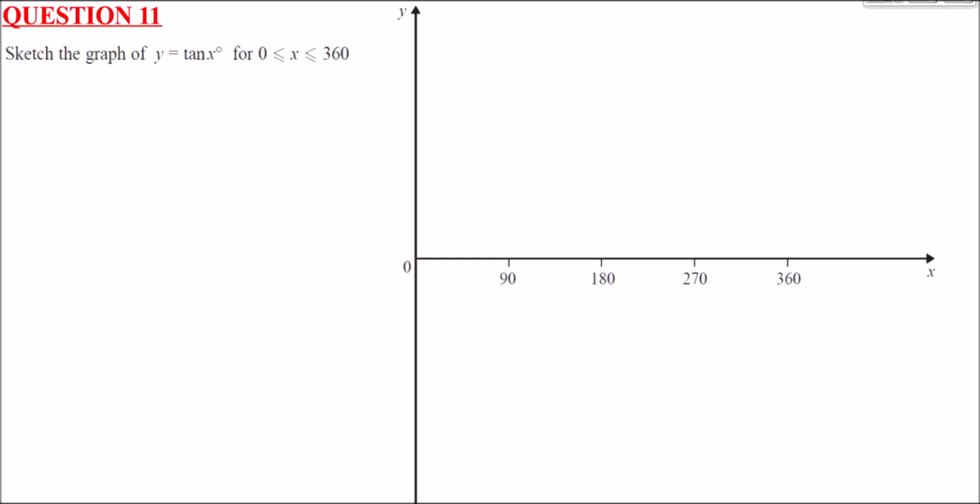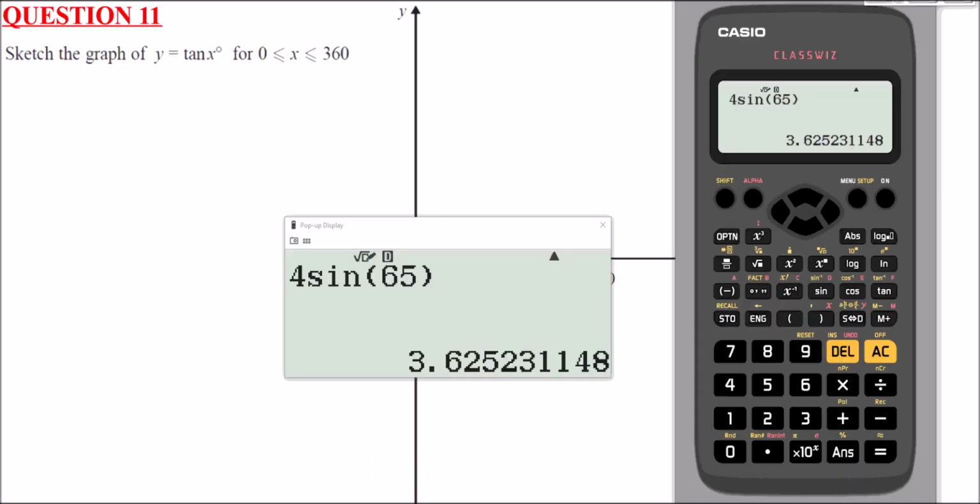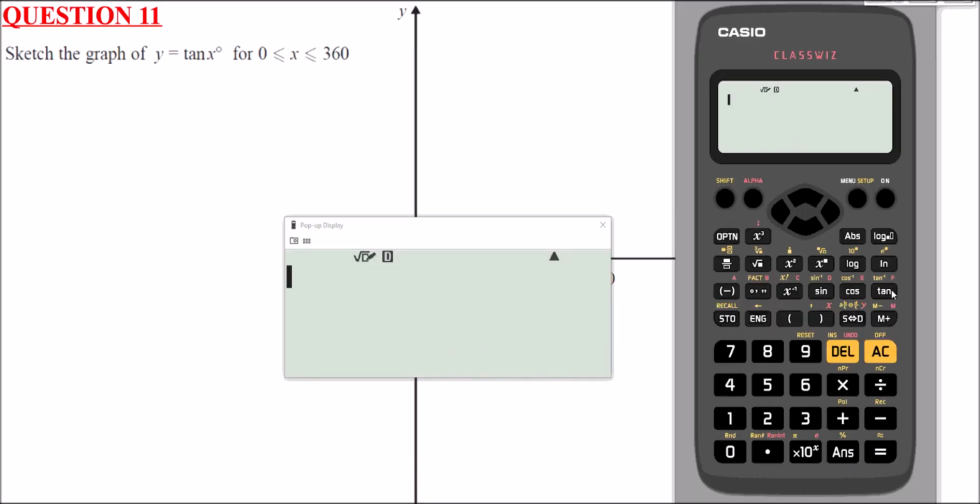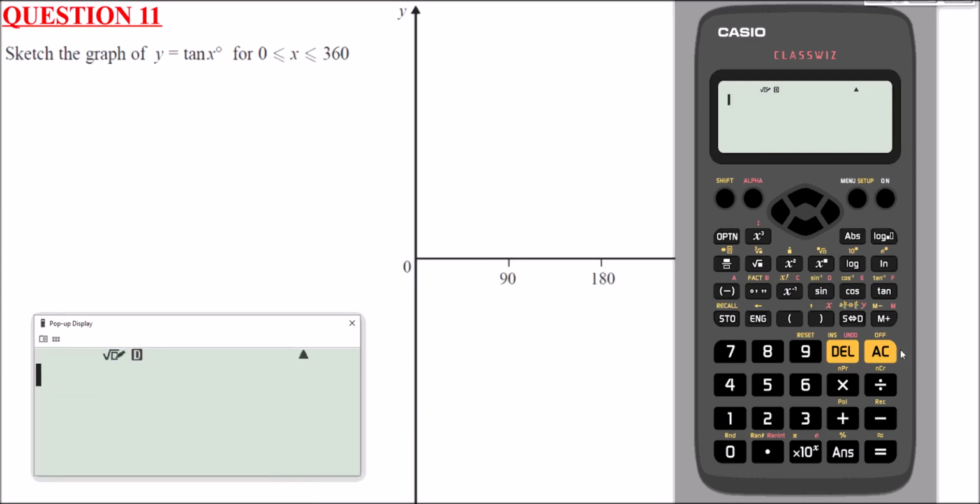What I would suggest is to start from what the examiner's told you. The examiner's told you the points 0, 90, 180, 270 and 360. So let's do tan of each of those values and see what we get. We can just build this up using the calculator essentially. First of all, what's tan of 0? So I'm just going to press tan 0.